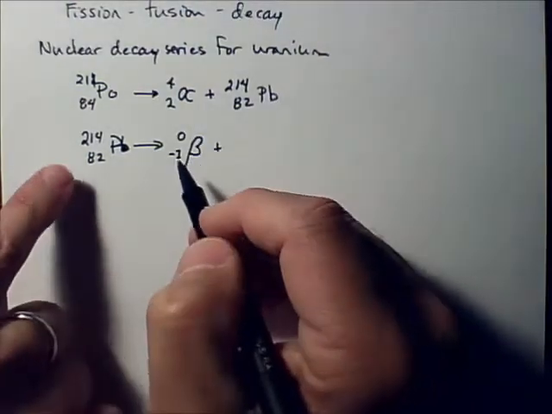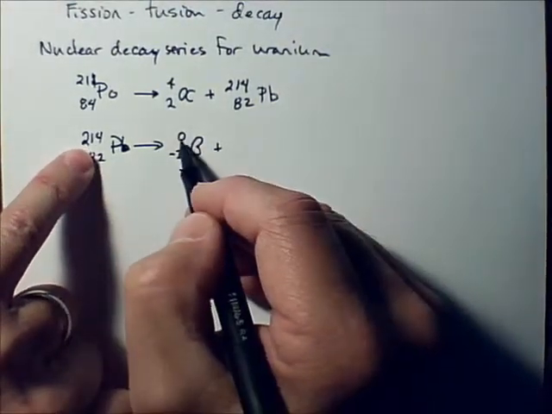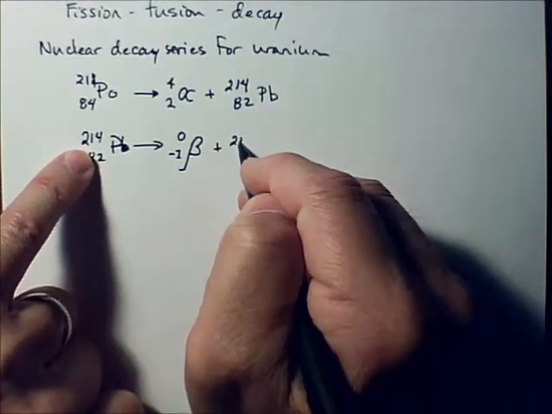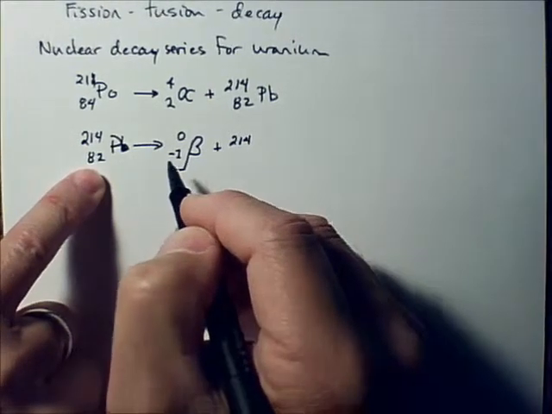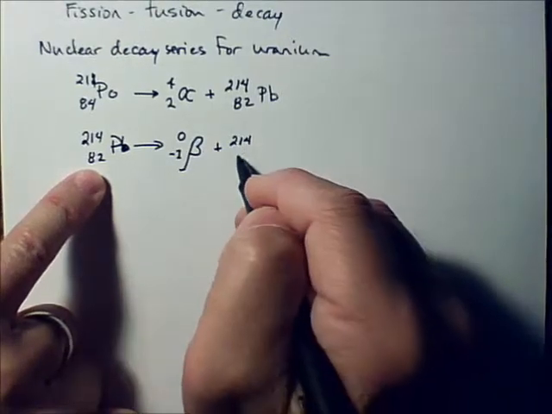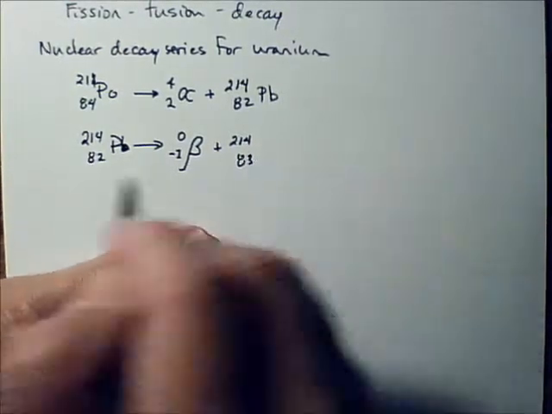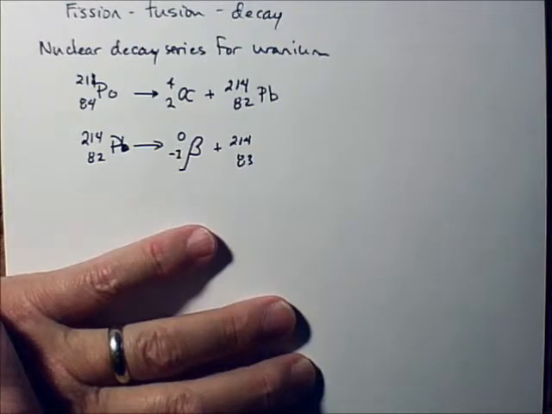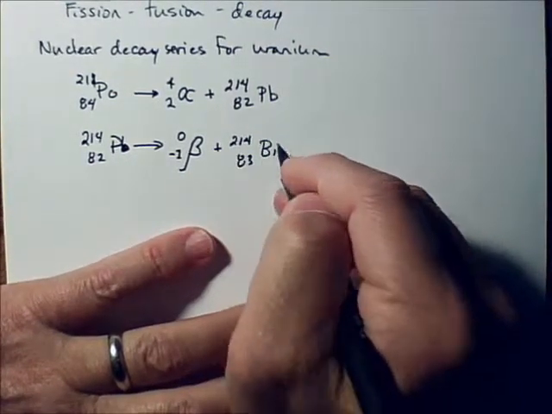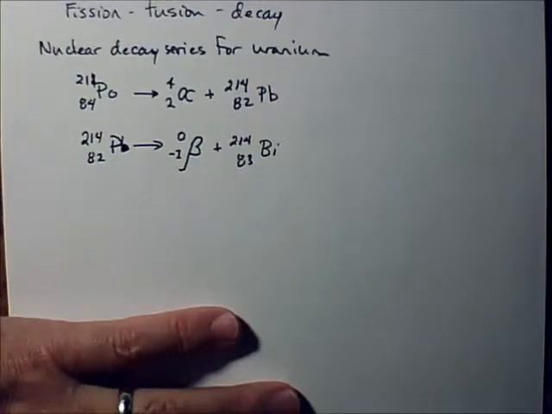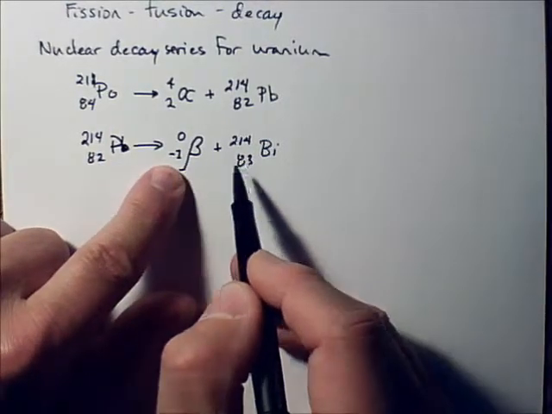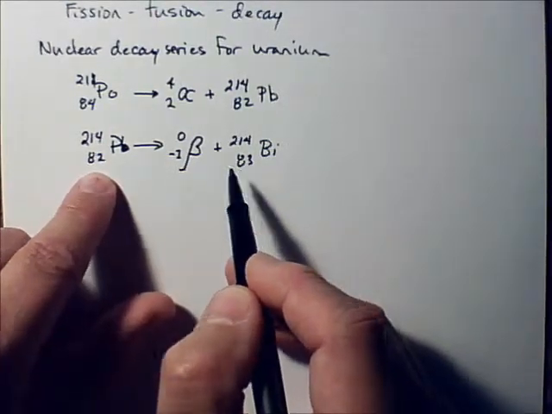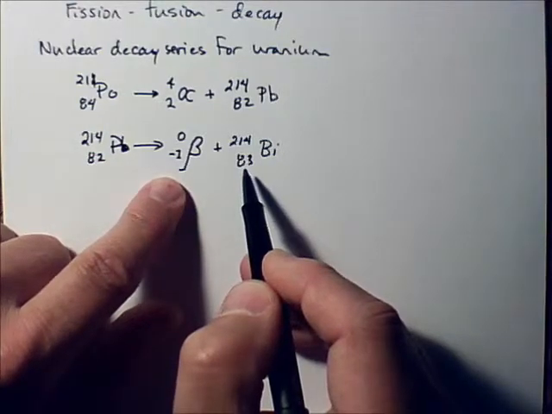All right, so 214 minus 0 is 214. 82 minus the -1 is 83. So what element is 83? Bi. Bismuth. It's a -1. I have to have -1 plus some number that equals 82. A -1 is like subtracting a number, right?